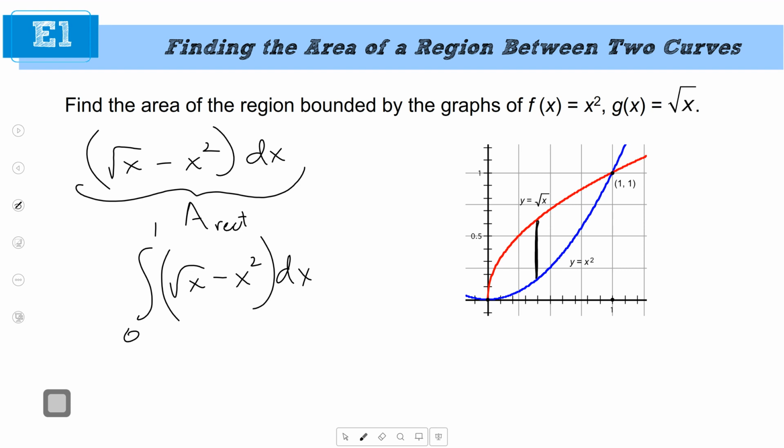So what I find most important in this chapter is understanding the concepts. This isn't a very good memorization chapter. If you're a memorizer, you might struggle a little bit. You need to understand the concept of what we're doing here. Find the area of a rectangle, add up all those rectangles, and when you're done, you have this region. Okay, do it.